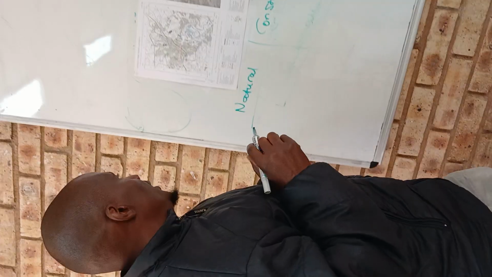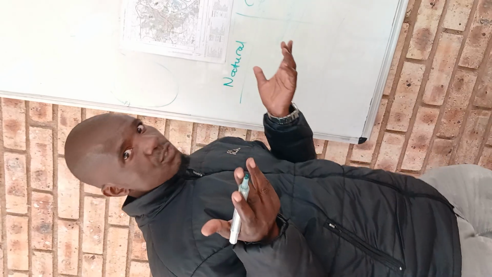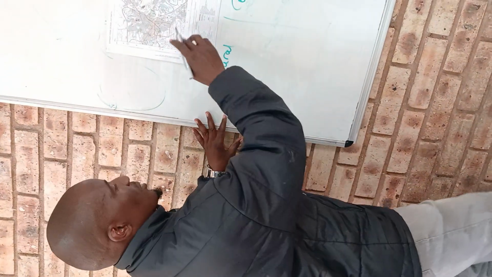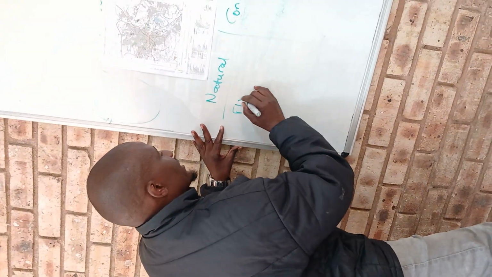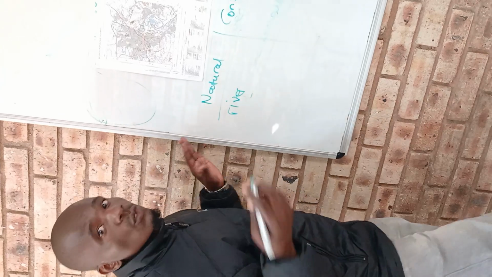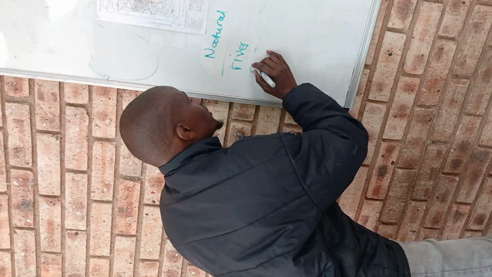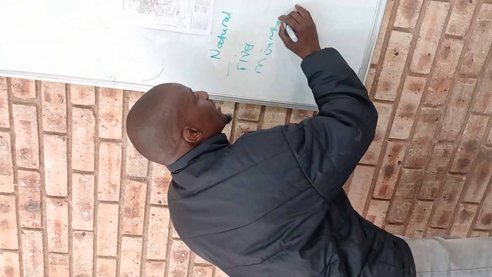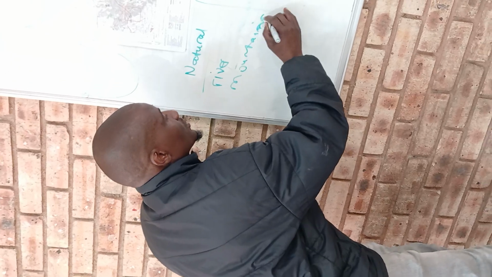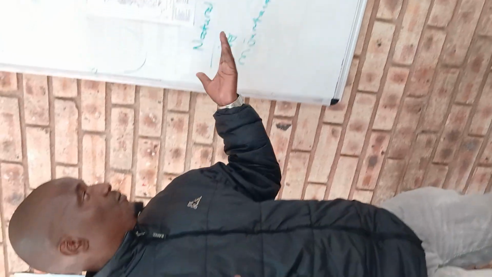Like for example, let me talk about a river. A river is a natural feature. So it means when you talk about natural features, let me just write a river here. We can also talk about mountains, of course. Mountains, you find them on a map. These are examples. I'm just going to look at a few examples of these.